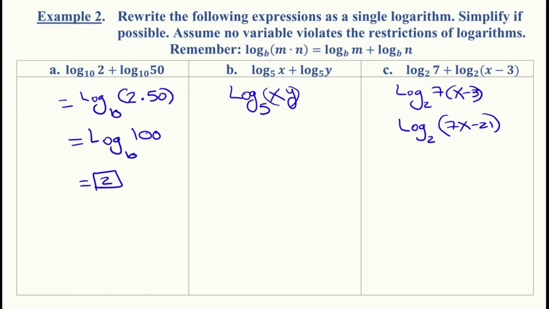The reason for the must is because if you write log base 2 of 7x minus 21 without parentheses, others will assume that you have to take this log and then subtract 21, which is not what you want to be interpreted. So make sure that you use parentheses on that one.